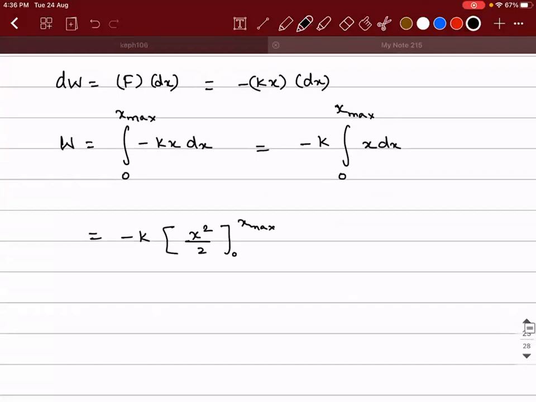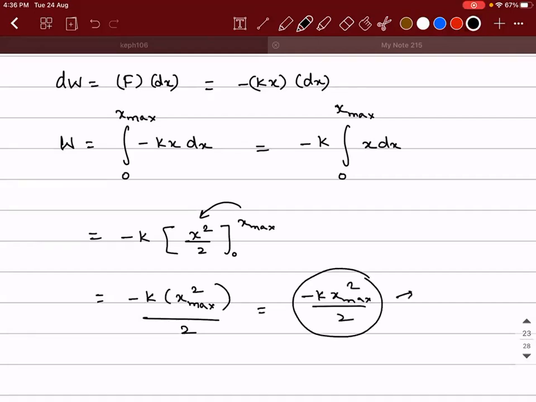Now what are we supposed to do? In the place of x, substitute the upper limit minus the lower limit. So minus k into x max square, the whole divided by 2. So minus k x max square by 2 is the amount of work done, and this is what is getting stored in the form of elastic potential energy in a spring.